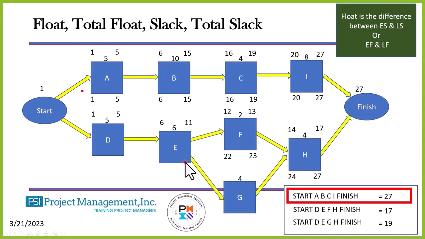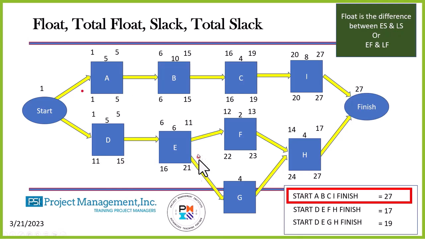The late finish of E will be day 21. Subtract the duration, add 1. It will be late start of 16. And then the late finish of D will be 15. Subtract the duration and add 1. The late start will be day 11. We got one more to go.